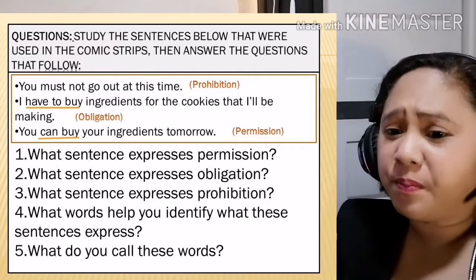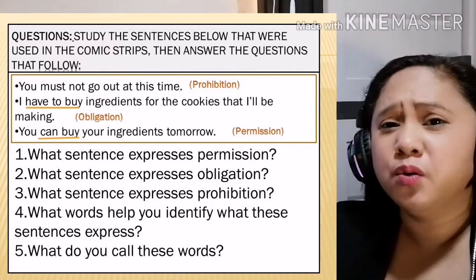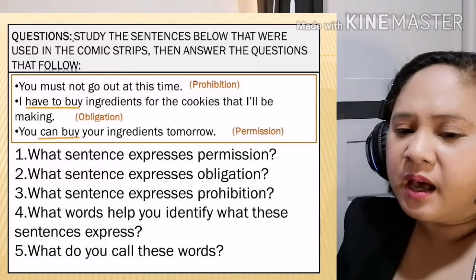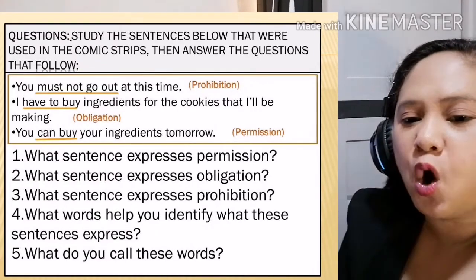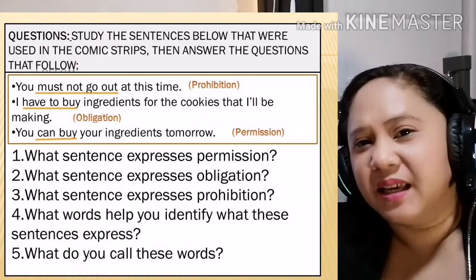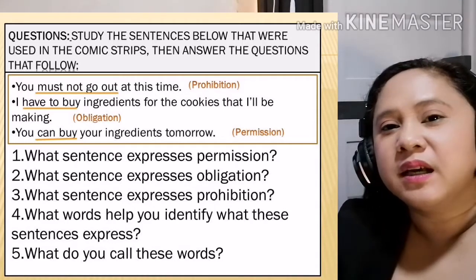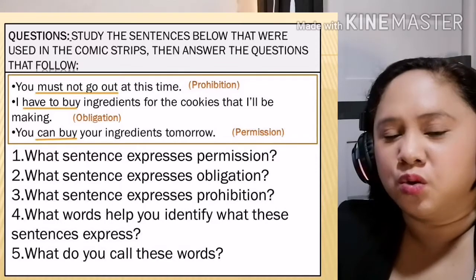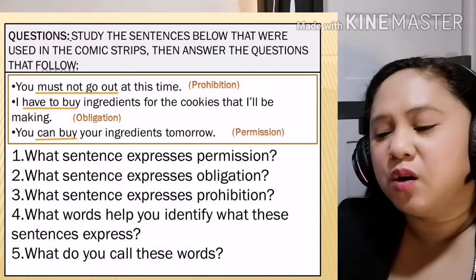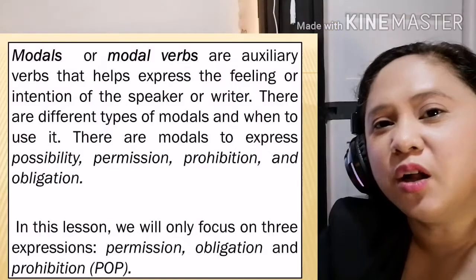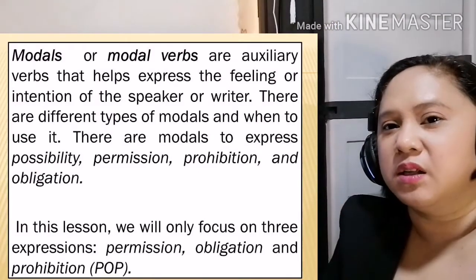When you say have to buy, you are obliged or you need to do something. And if you said must not go out, then it is correct. Must not go out tells us that we are not allowed to do something. So what do we call these words? We call these words modals.